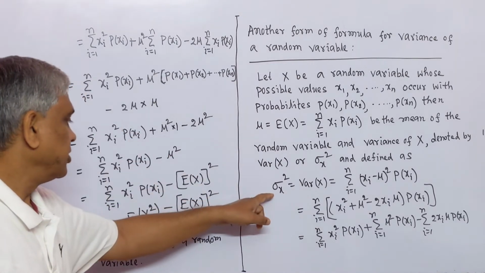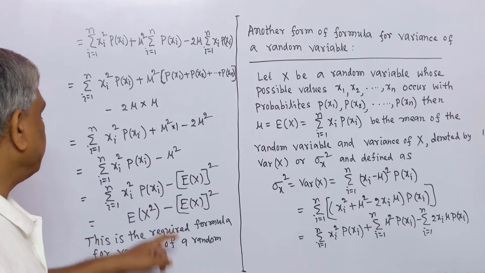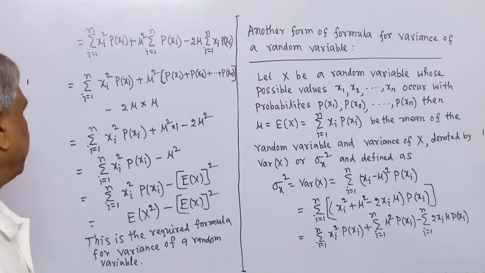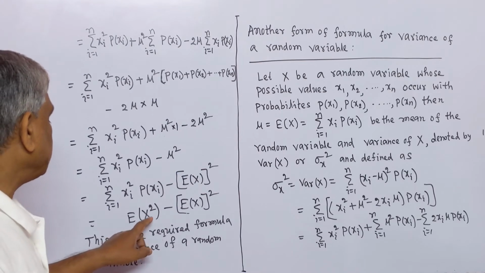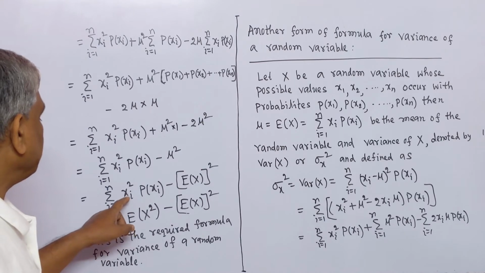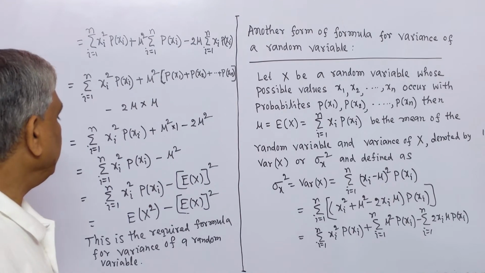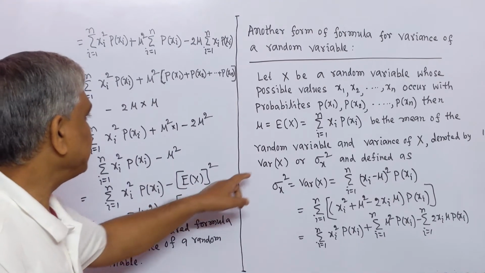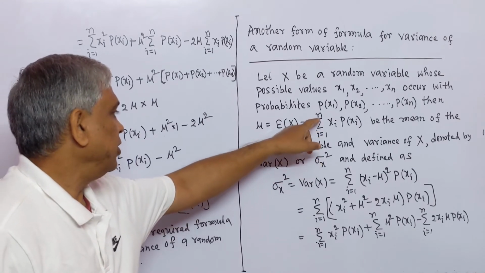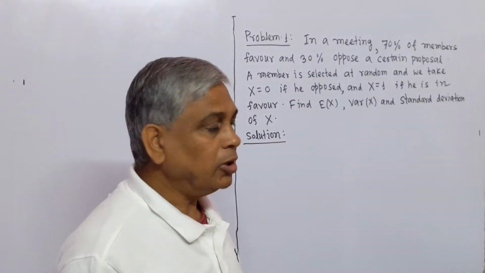Here variance sigma x square equals E[X square] minus (E[X]) whole square, and E[X square] is sigma i equal to 1 to n, small xi whole square multiplied by p(xi), and we know the formula for E[X] here, sigma i equal to 1 to n, xi p(xi). Now we solve a problem.